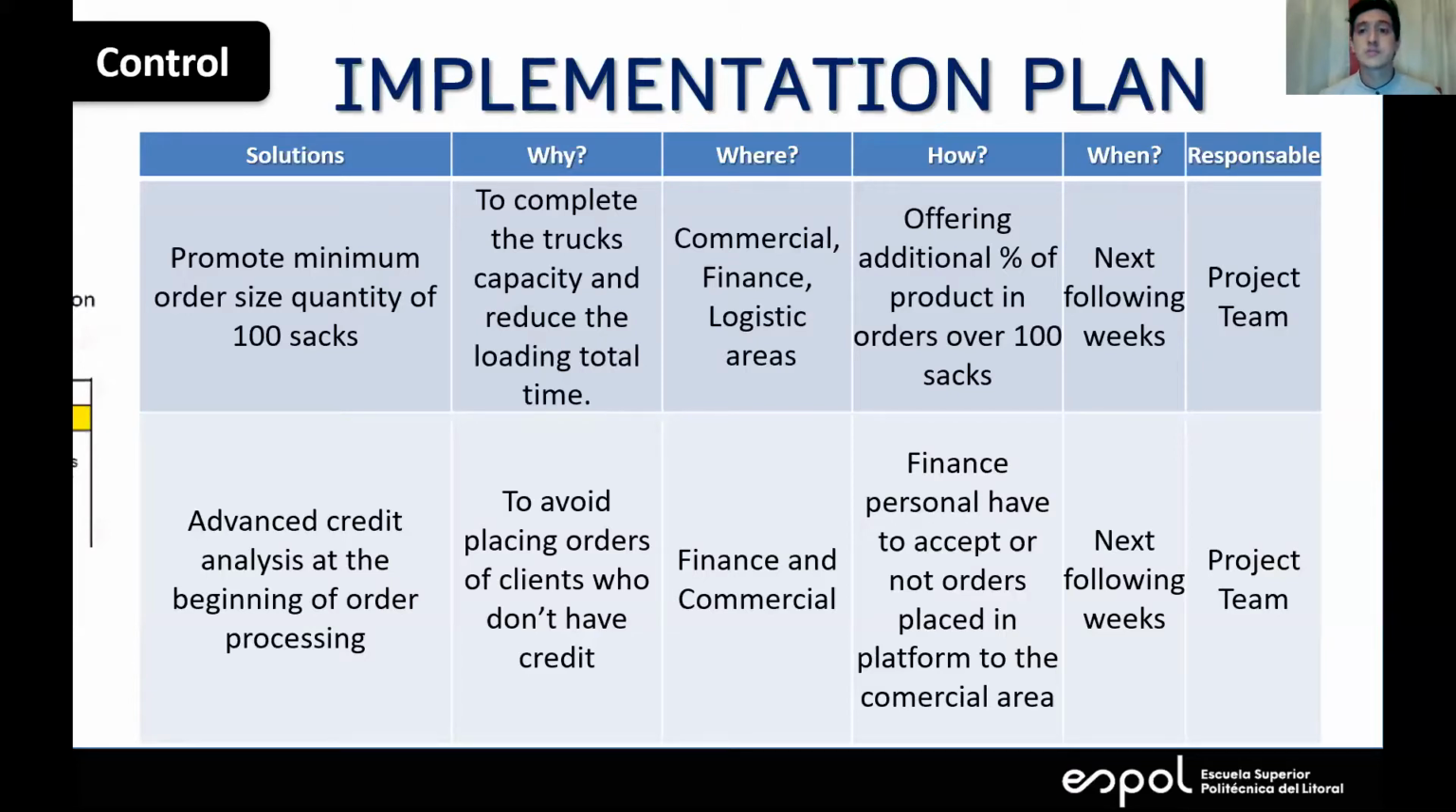How? Offering an additional percentage of production in orders over 100 sacks, and the finance personnel has to accept not to place the order on the platform for the commercial area. The timeline is the following weeks, for both solutions, and the responsible is the project team.